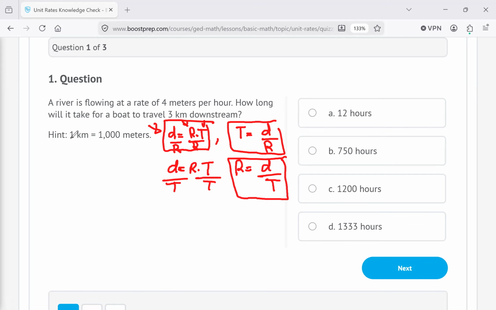If you look at question one: a river is flowing at a rate of 4 meters per hour. How long will it take for a boat to travel 3 kilometers downstream? They're talking about time, it says how long, so they want to know the time. They also give you a hint: 1 kilometer equals 1,000 meters. That's a big clue.